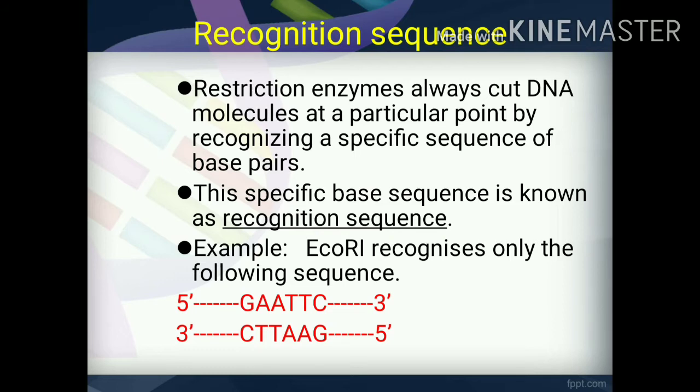Recognition sequence. The recognition sequence is the restriction site where the DNA is cut by a restriction endonuclease. Restriction enzymes always cut DNA molecules at a particular point by recognizing a specific sequence of base pairs. This specific base sequence is called the recognition sequence. Example, EcoRI. Eco means Escherichia coli, R is the strain type, and I is the type. It recognizes only the following sequence, so EcoRI cuts only at these particular sequences.